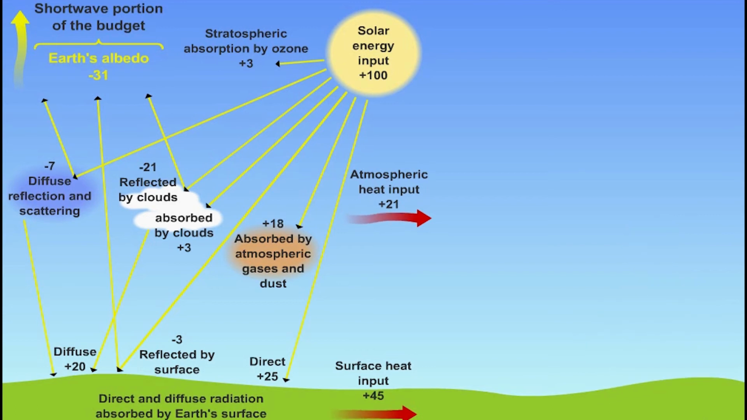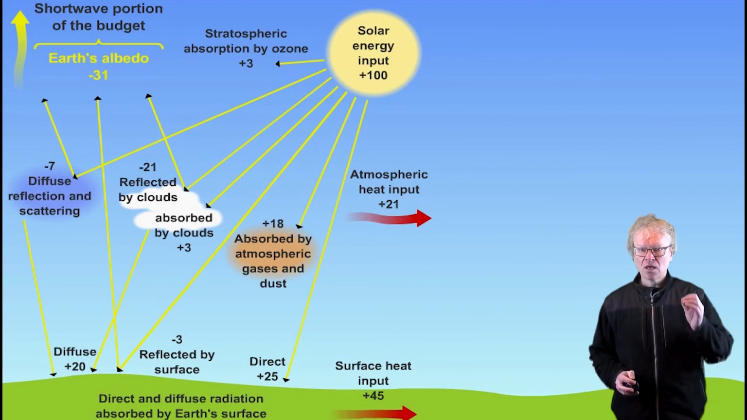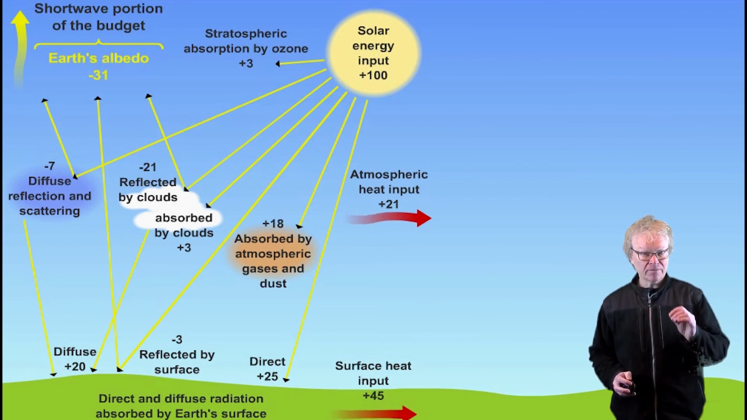So remember, we're looking at the Earth's energy budget, and the balance needs to be zero. Eventually, energy that enters the atmosphere will be lost to space by long-wave radiation. So that 21 units of atmospheric heat input will eventually be lost, and the 45 units that was gained by the Earth will be lost to the atmosphere that will then be lost out to space by long-wave radiation. So let's just have a look at how that actually happens. So let's see what happens to those parts of the energy budget.